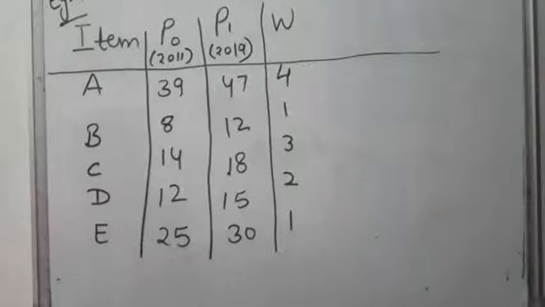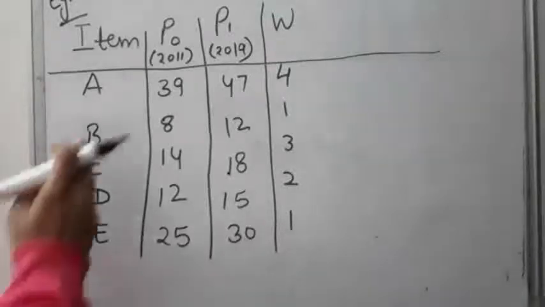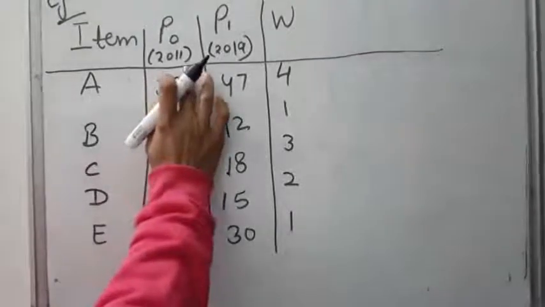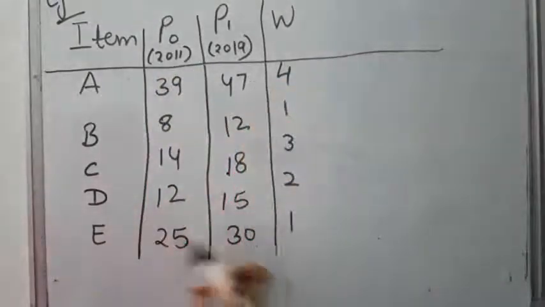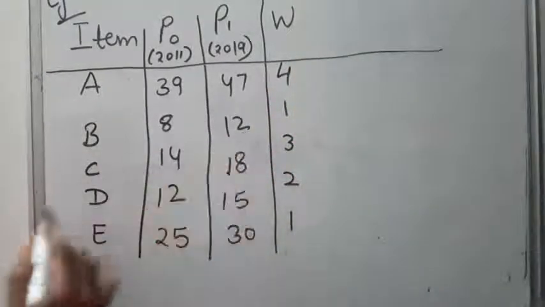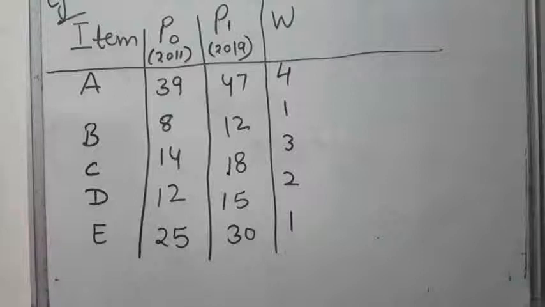Given the following data and using the weighted average price relative method, we will construct an index number for year 2019 based on 2011 prices. So here you can see commodities A, B, C, D prices are given for the 2011 base year, as well as 2019's current year prices. Weight also is given according to the different commodities. So the weight is given to us.